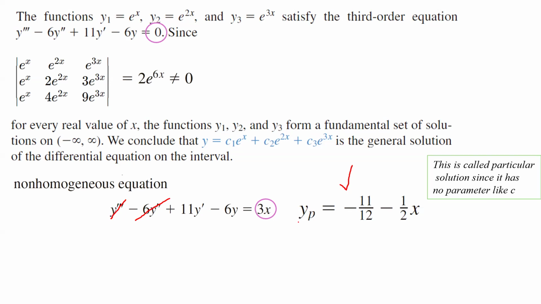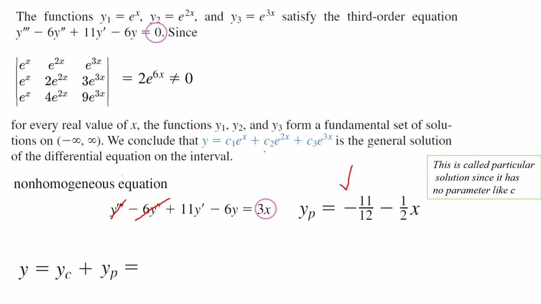It means that there is no c involved in the solution set. There is no c1, c2, c3 involved in the solution for this differential equation, and this function is written without any c. So that's why we call it a particular solution versus the general solution that has c1, c2, c3, and so on. So by the theorem, we learned that we can write the solution for the non-homogeneous differential equation as the addition of y sub c and y sub p.